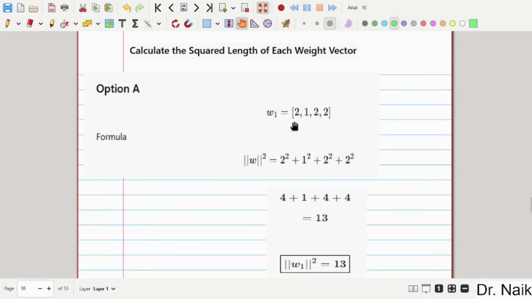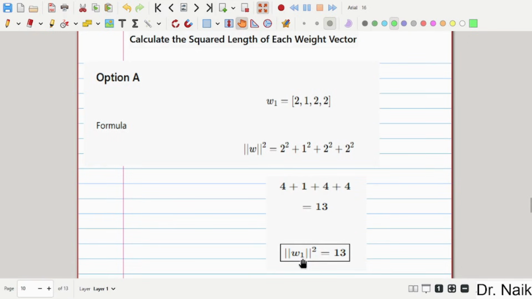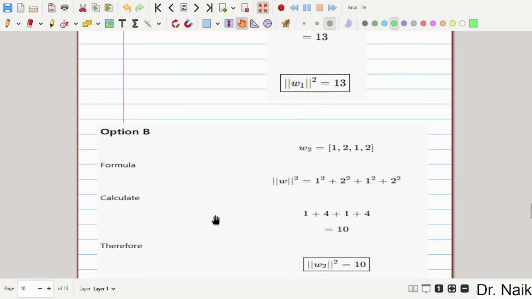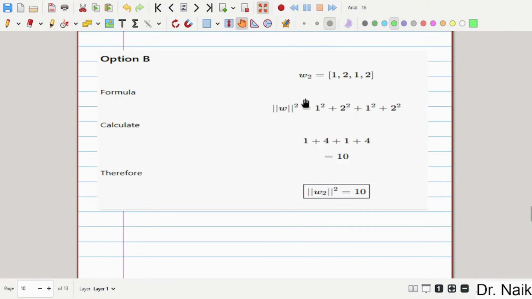W1 is given as the row vector 2 1 2 2. So calculate its norm square: 2 square plus 1 square plus 2 square plus 2 square. 2 square is 4, 1 square is 1, 2 square is 4, 2 square is 4. So 4 plus 1 plus 4 plus 4 is 13. So for option A, norm square W1 is 13. Similarly calculate the norm square for weight vector 2, that is 1 2 1 2. So it is 1 square plus 2 square plus 1 square plus 2 square. So 1 plus 4 plus 1 plus 4 is 10. So norm square of W2 is 10.